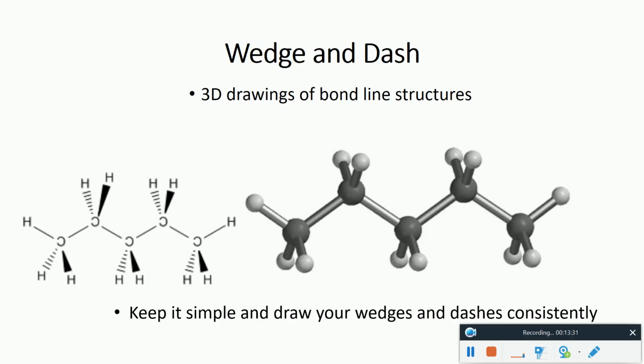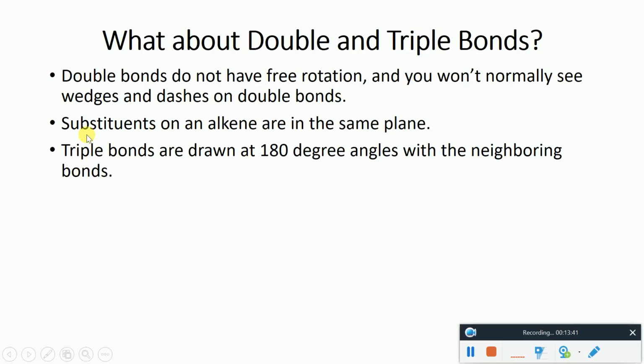Maybe you're looking this way. Like maybe you're standing here and looking forward. And then you can see that everything would change, right? Substituents on an alkene are in the same plane. I just said that. Triple bonds are drawn at 180 degree angles with the neighboring bonds.